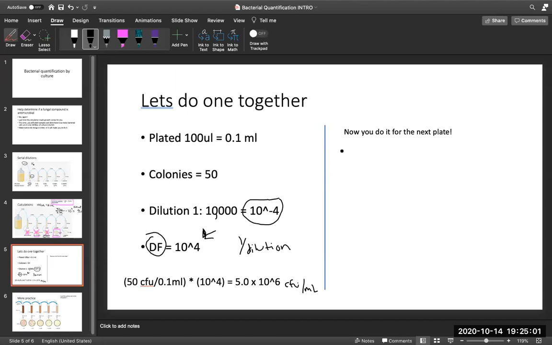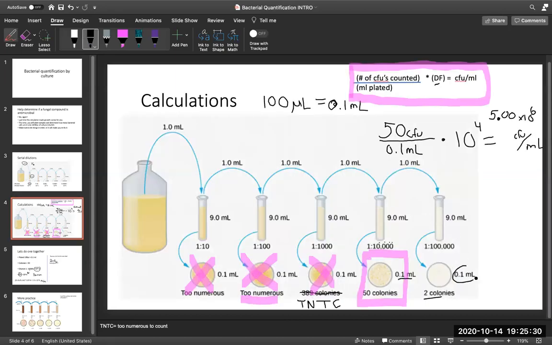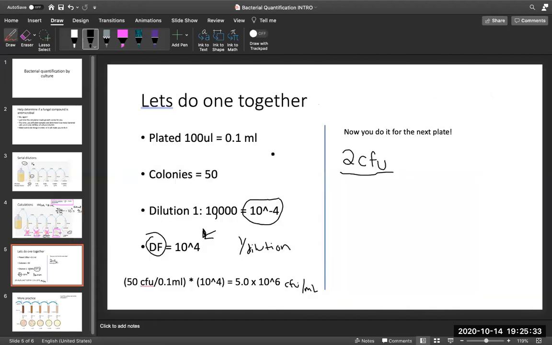Okay, so the first step, right, is how many colonies. So we said there were 2, and instead of calling them colonies, we call them colony forming units, because the colony, remember, originated as just a single bacterium cell, and so it's a colony forming unit. And in this experiment, 0.1 mil was plated. So we're going to divide by 0.1 mil.